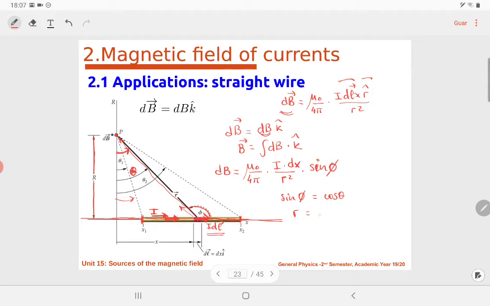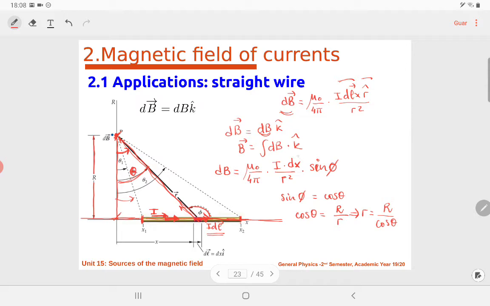So to put r as a function of theta, it's going to be easier to explain. We can say that the cosine of theta is going to be equal to big R divided by small r. Big R is this distance, okay, and small r is this. So the cosine of theta is equal to this. So small r is equal to big R divided by the cosine of theta, okay?